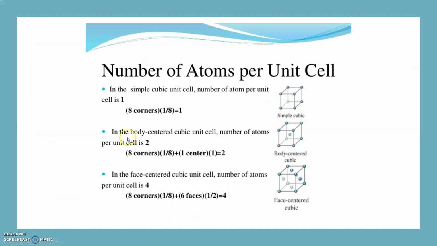In the body-centered cubic, you have the same thing, but beside that, you have another atom in the center that belongs to this cell. So you have 2 atoms per cell. In the face-centered cubic unit cell, you have 8 atoms in every corner that provide 1/8 of each, and you have 6 atoms that provide 1/2 to every cell. So you have in all 4 atoms in this type of cell.